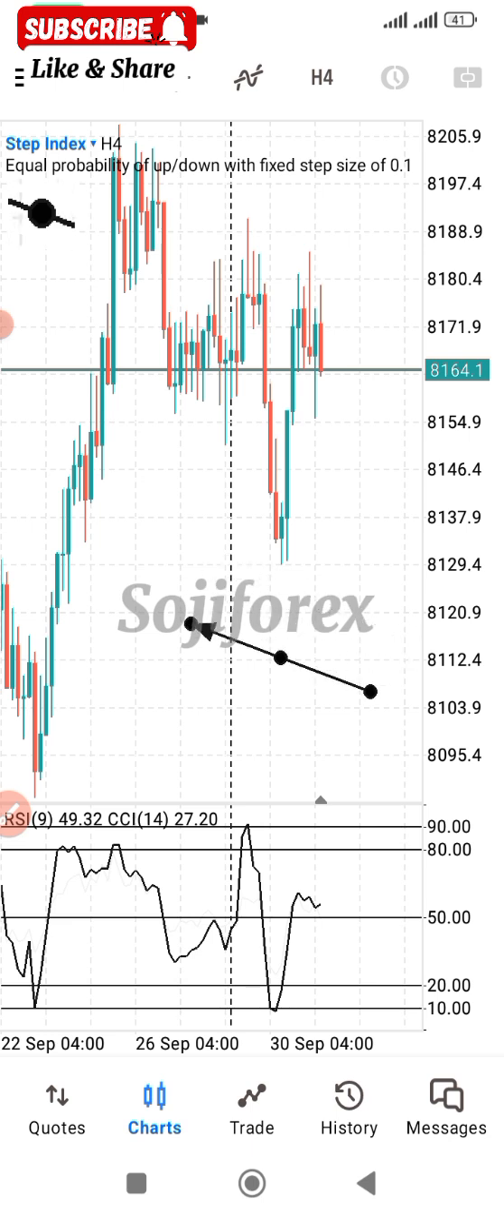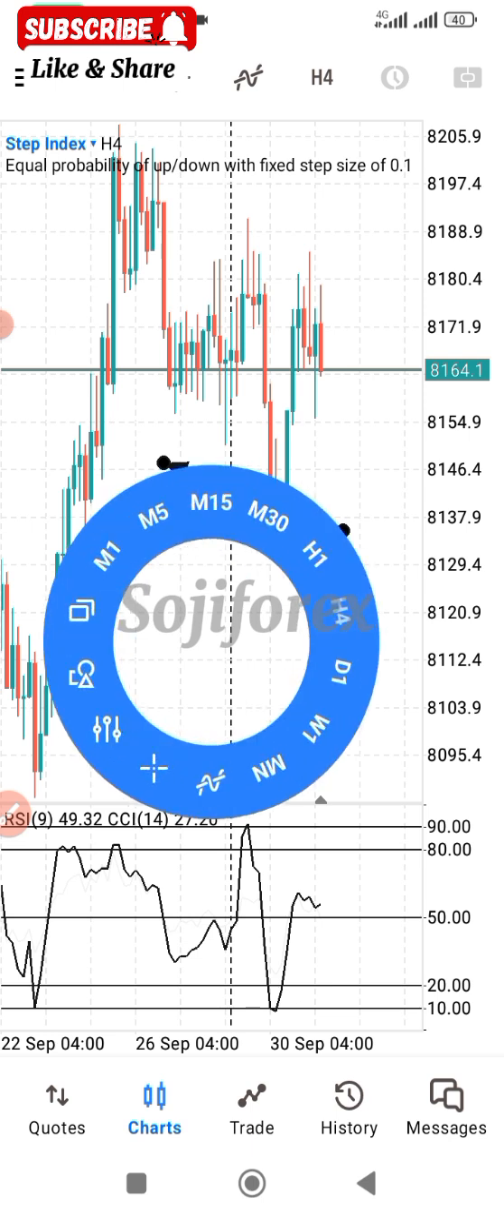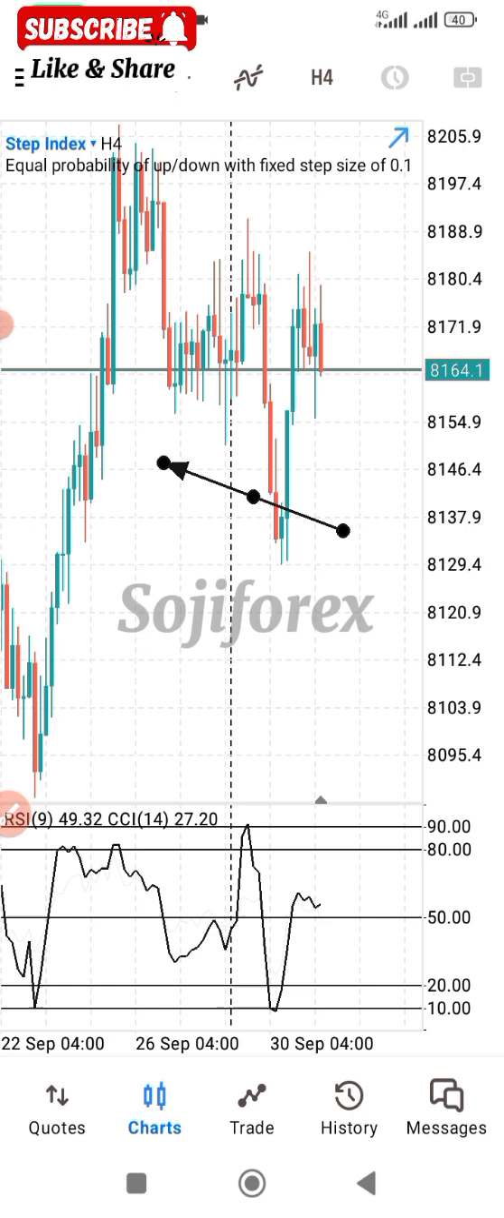So here, looking at this, your first attention focus is going to be on the commodity channel index. And when I talk about commodity channel index, I'm referring to this indicator line that you are seeing. So the first thing we want to see on our commodity channel index is whether it is at the level of 80 to 90 or 10 and 20. This is your number one focus.